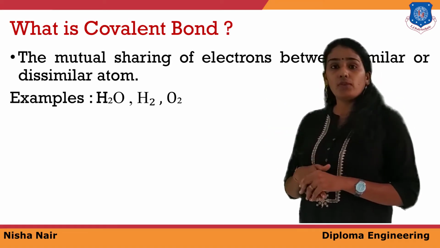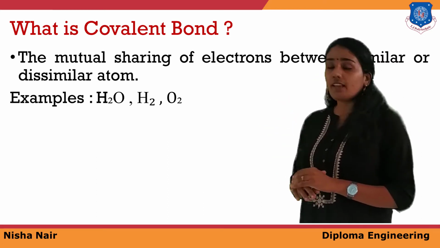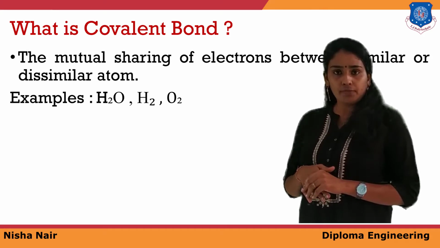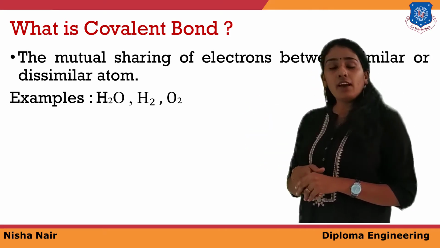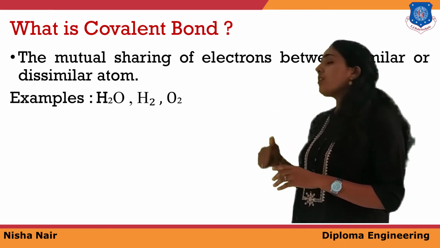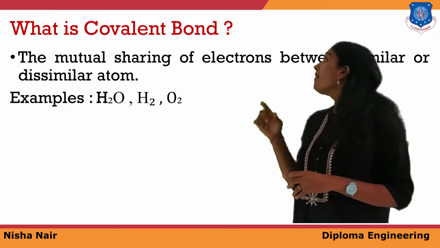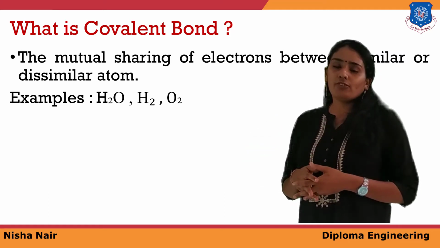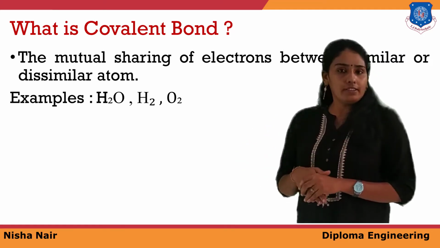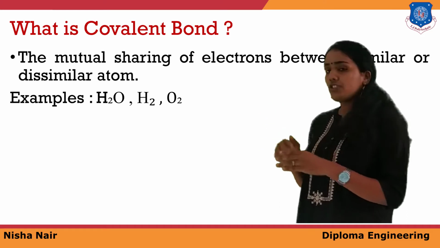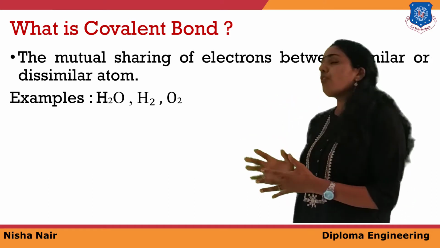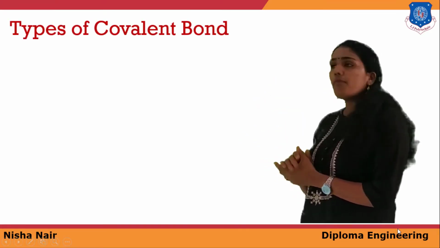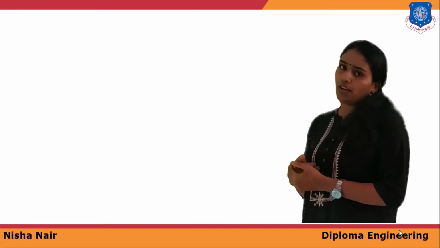Examples for covalent bonds are H2 hydrogen gas, O2 oxygen gas, H2O water molecules. You can see two molecules are of the same atoms and another molecule has different atoms. So we can say a general definition of covalent bond is mutual sharing of electrons between two similar or dissimilar atoms. According to the sharing of electrons and according to the type of atoms, covalent bond is further classified into two. They are non-polar covalent bond and polar covalent bond.